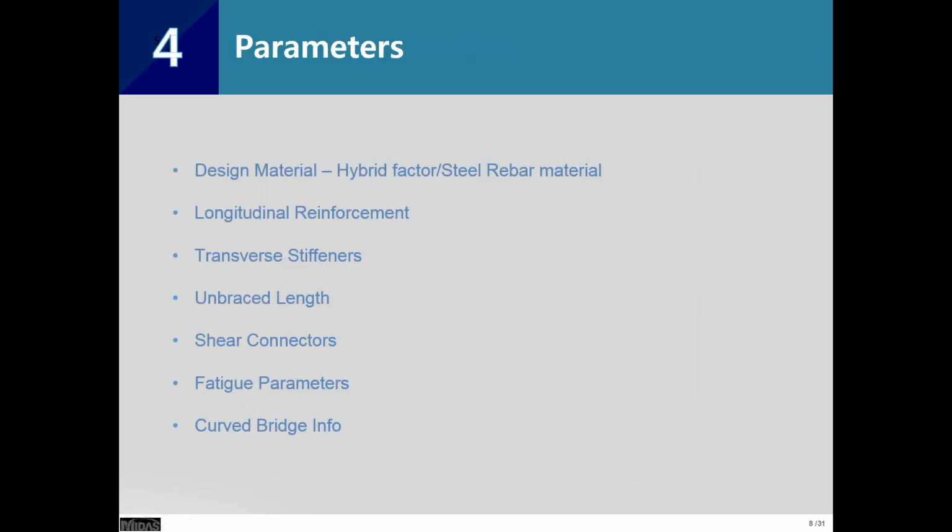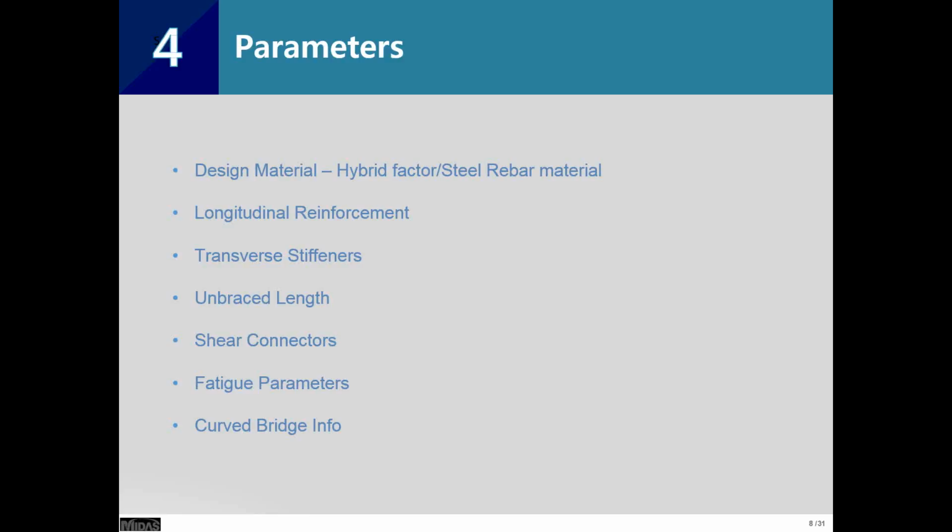Next, we have to define more parameters to accomplish the design check. The first thing is design materials. In this design material dialog box, you can define the hybrid factors when you have different steel material properties for the steel plate girder at the top flange, web, or bottom flange. You can tell the program that for the top flange you're going to use this steel material property, and for the web you're going to use this one. And MIDAS will automatically calculate the hybrid factors for you.